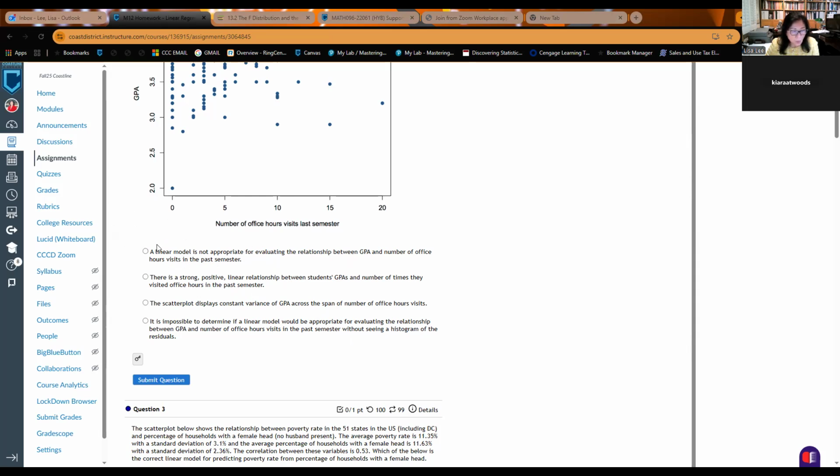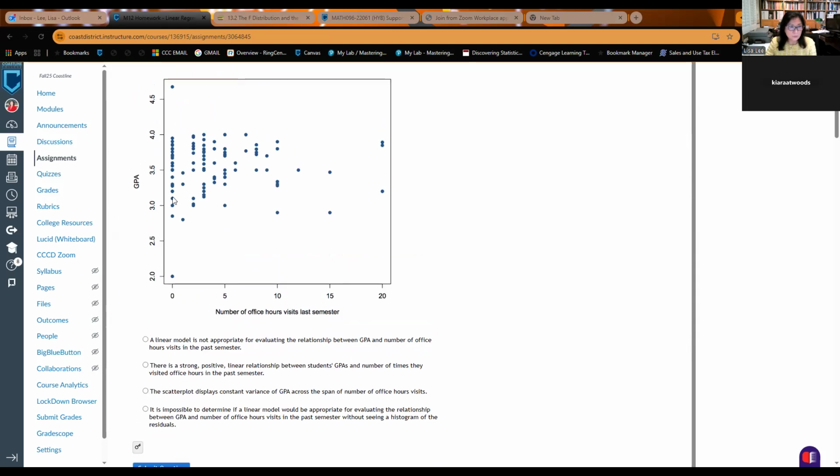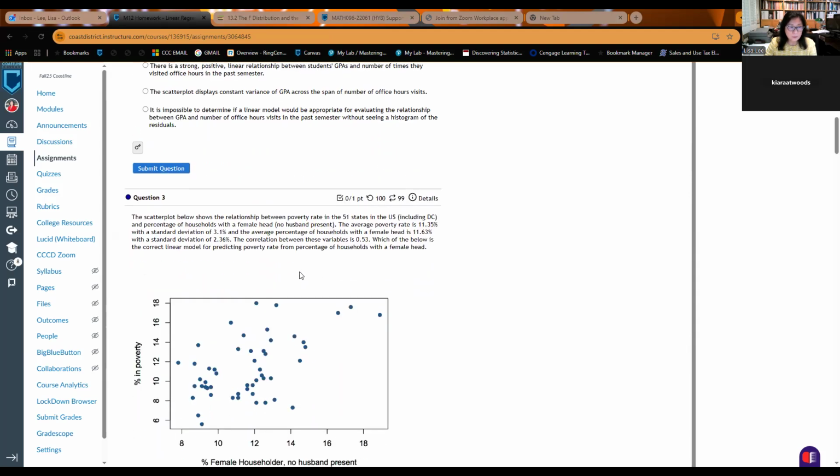I would say number one is better because the linear model is not suitable here. It's supposed to be linear, going up like that, but it doesn't look like that. It's spread all over the place, everywhere about the same height, and it doesn't make an actual linear line. So I will choose number one, the linear model is not appropriate.